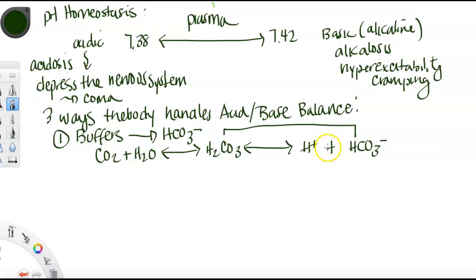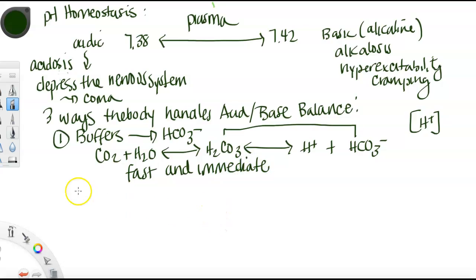So remember, pH is about hydrogen ion concentration, not really about hydroxyl, which is the alkaline part of this. Okay, it's about hydrogens. It's how many hydrogens we've got. Okay, so that's the buffer. This is fast. It's fast and immediate. It happens like instantaneously.